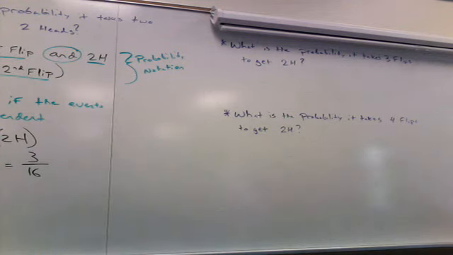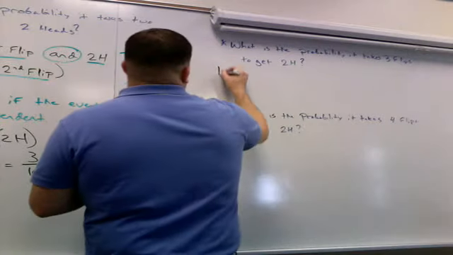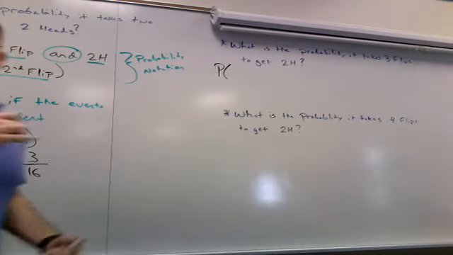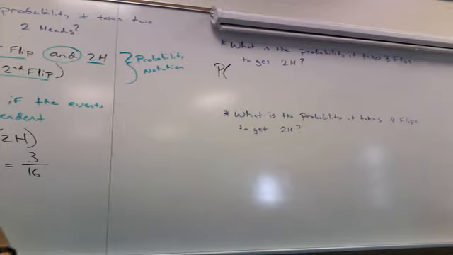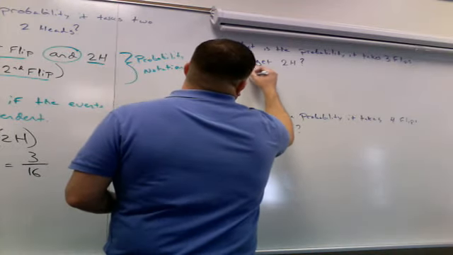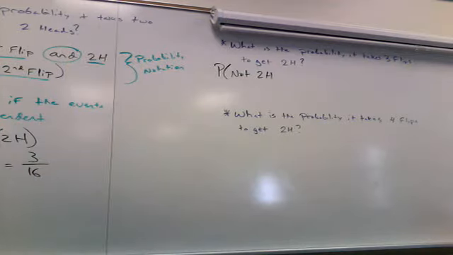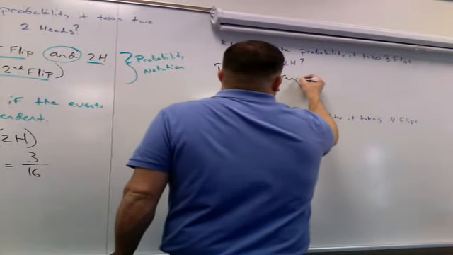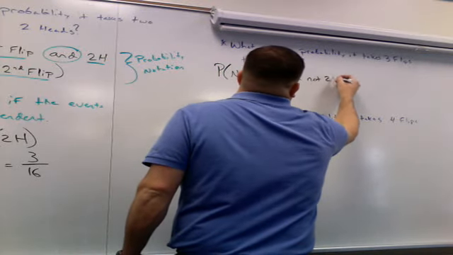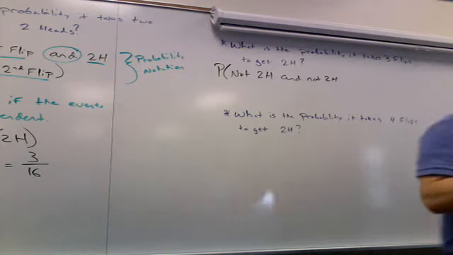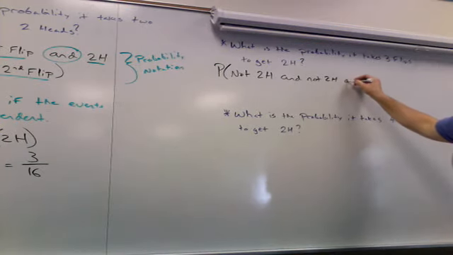All right, so let's try it. So what's the probability it takes 3 flips to get 2 heads, right? I want you to dissect that. Make a probability notation. All right, so our probability notation for this one is the probability of what? What happens on my first flip? Not 2 heads. Right, that's my first flip. Right? What about my second flip? Not 2 heads again. If I got 2 heads on my second flip, I would stop, wouldn't I? Right? And what's my third flip?